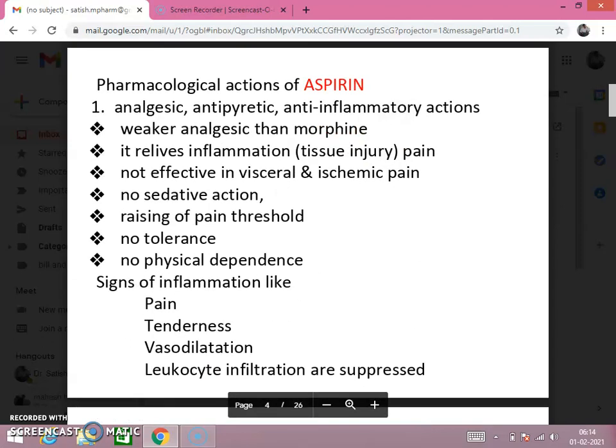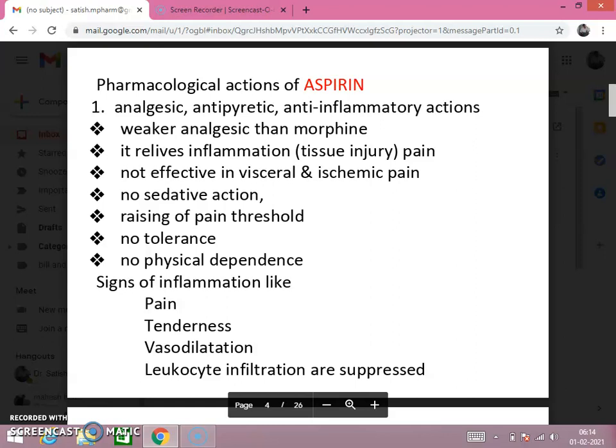Let us take an example of an NSAID, that is aspirin, and try to understand the pharmacological action of aspirin. All the remaining drugs under the classification will be compared with aspirin in order to study the pharmacology of the agent. Let us start with aspirin. The first primary action of aspirin is analgesic, antipyretic and anti-inflammatory action.